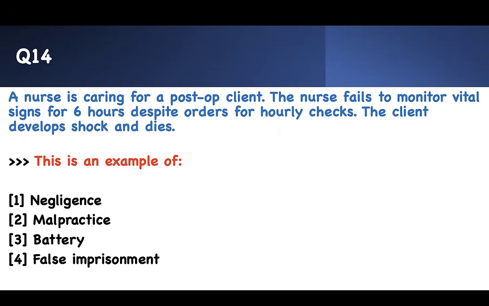The nurse is supposed to check on the patient hourly, but fails to do that. The client develops shock and dies. When there's negligence, and then a complication associated with negligence, what do you think? Is it just negligence, or malpractice, or battery, or false imprisonment?